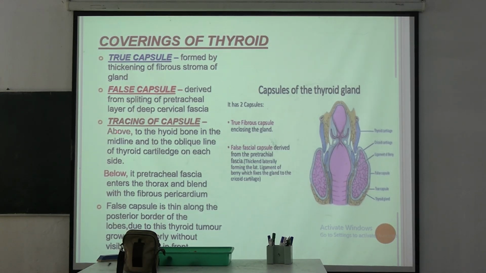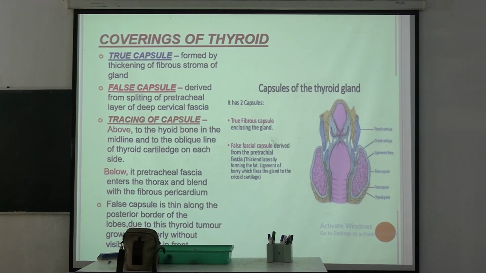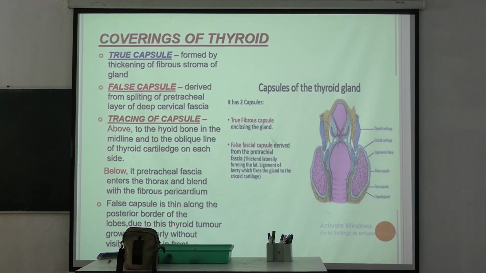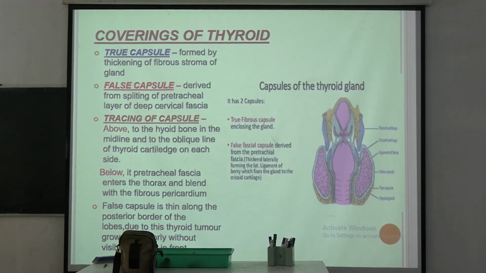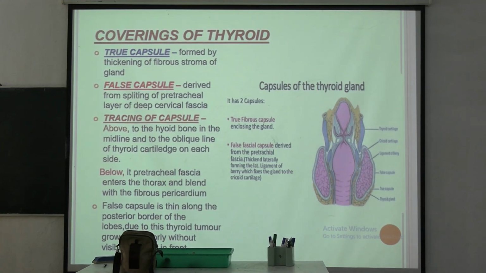Tracing the capsule above, it is attached to the hyoid bone in the midline and to the oblique line of the thyroid cartilage on each side. Below, the pretracheal fascia enters the thorax and blends with the fibrous pericardium. The false capsule is thin along the posterior border of the lobes. Due to this, a thyroid tumor grows posteriorly without visible swelling in the front.